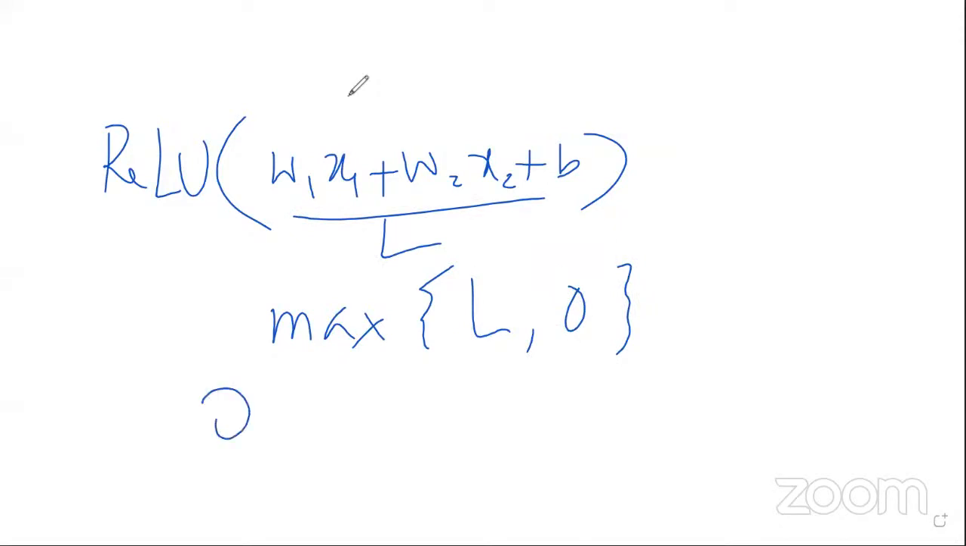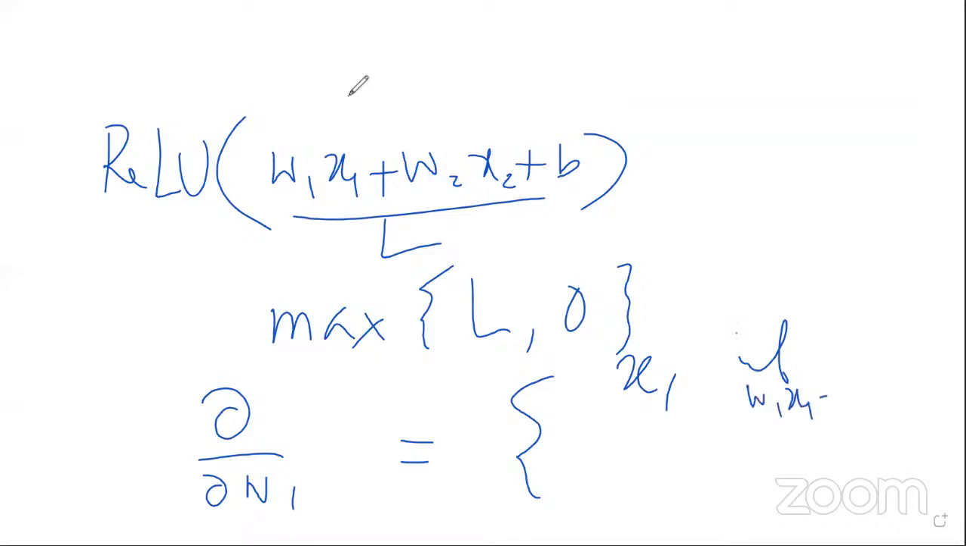And then you take the derivative with respect to weight, like del by del W1, right? So del by del W1 will be equal to X1 if W1 X1 plus W2 X2 plus B is greater than 0, and will be 0 otherwise. This is with respect to W.